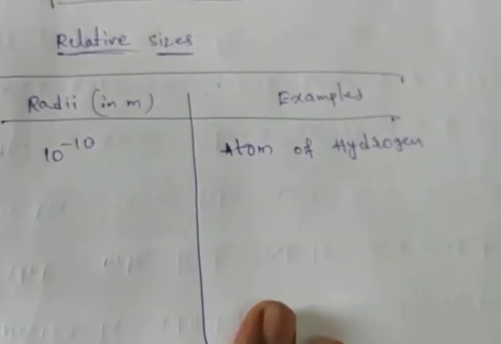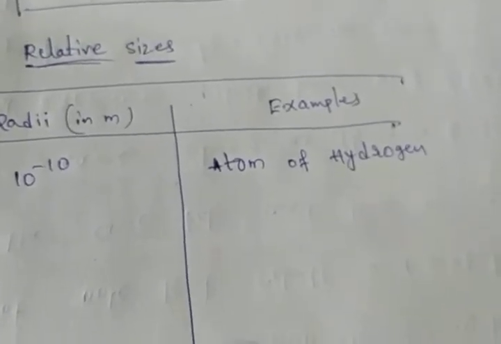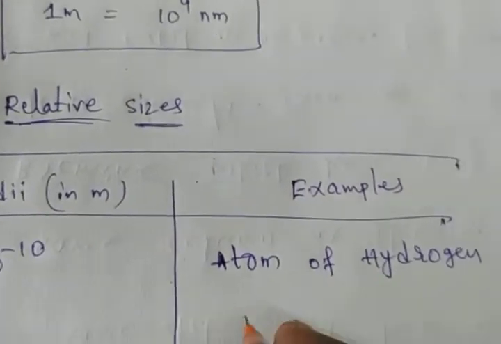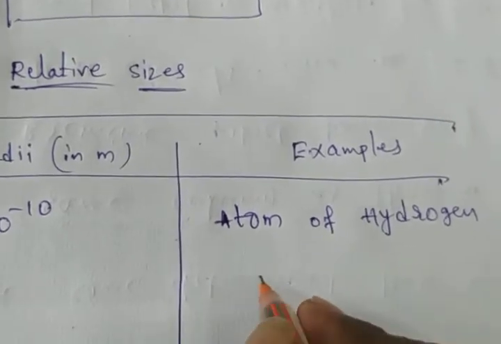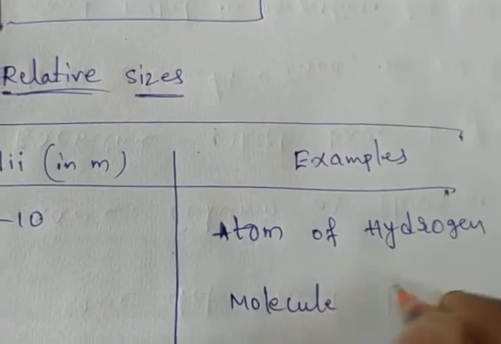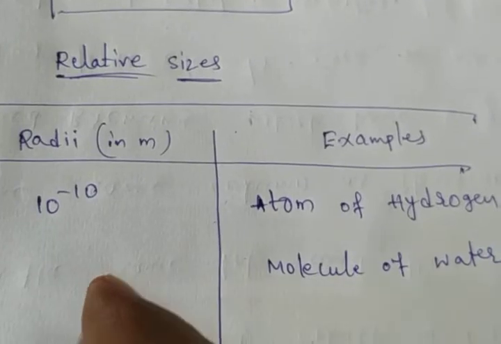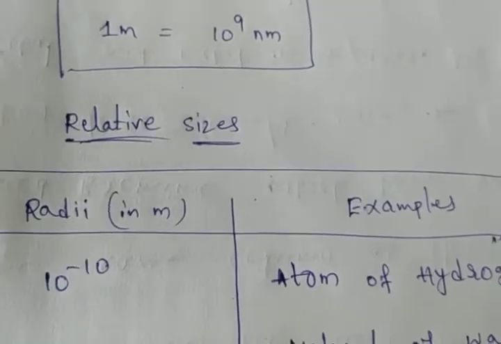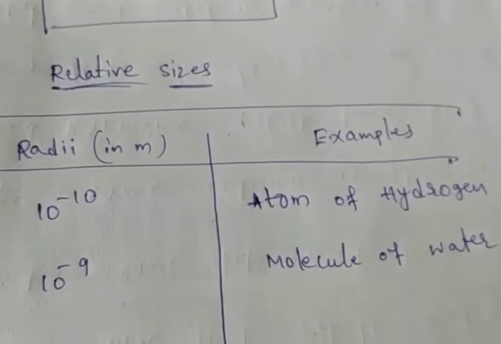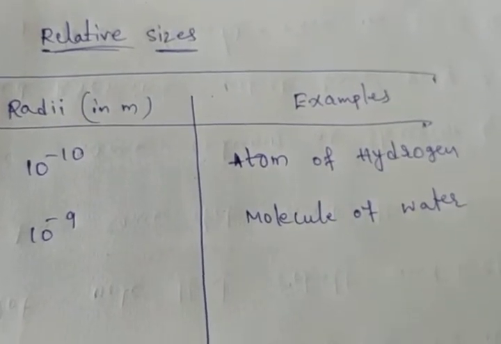Next, the water molecule. The water molecule radius is 10 to the power of minus 9 meters. What is the radius of a molecule of water? 10 to the power of minus 9. Hydrogen radius is 10 to the power of minus 10, and the water molecule is 10 to the power of minus 9.